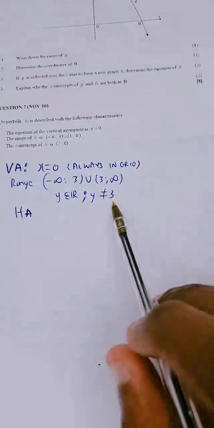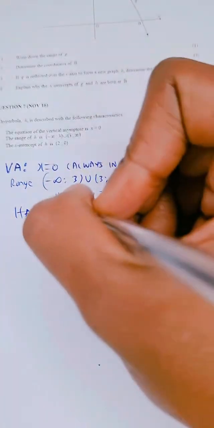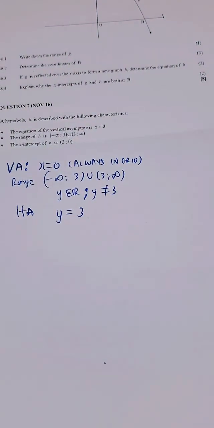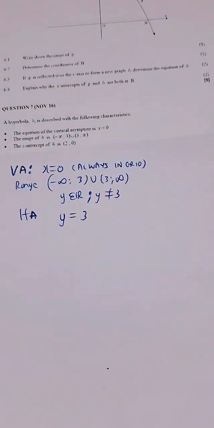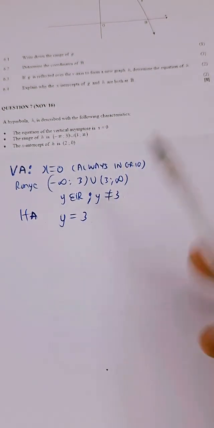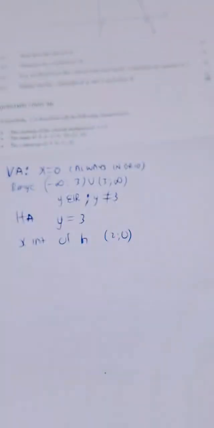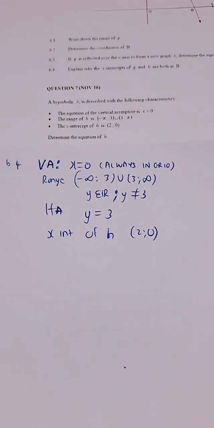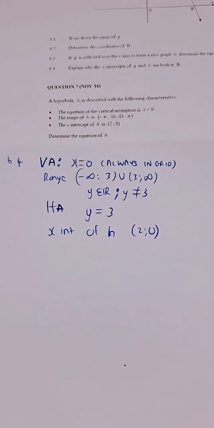Furthermore, this helps me understand what my horizontal asymptote is. If y cannot be 3, it means the boundary line for my equation of the horizontal asymptote is y is equal to 3, because that is the place where the function does not touch. Y cannot be 3. Then the x-intercept of h, the coordinates at least, are 2 and 0. And they are saying, determine the equation of h.